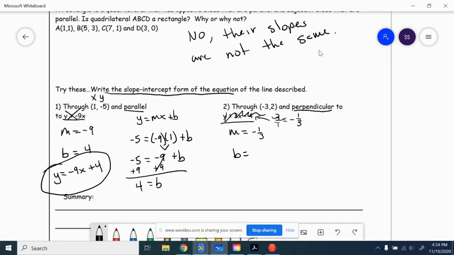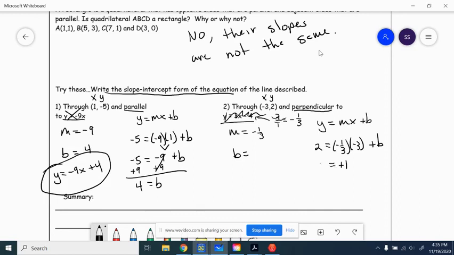Now I'm going to use my m value, this x and this y. We're going to plug it into our equation and isolate b. So y is equal to 2, m is equal to -1/3, x is equal to -3, plus b. All right, -1/3 times -3. You can use your calculator on this, but negative times a negative is positive. This is going to equal +1.